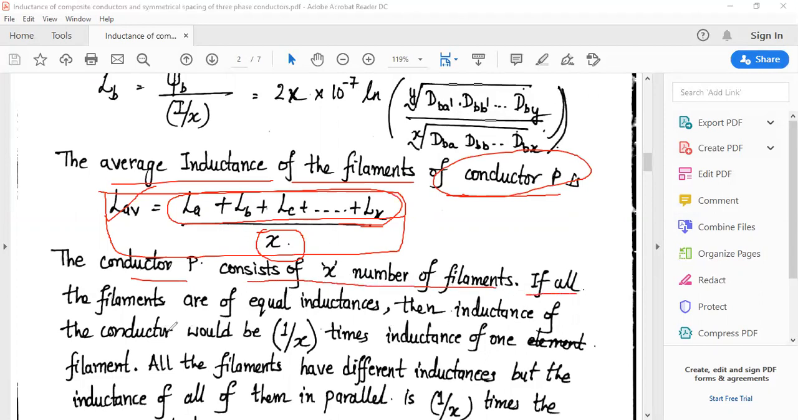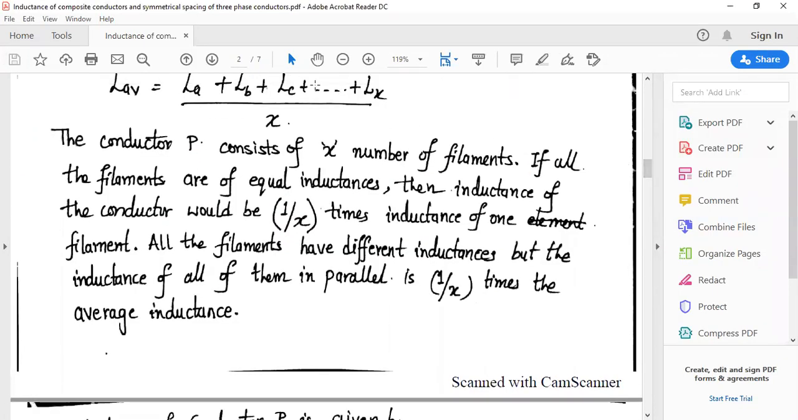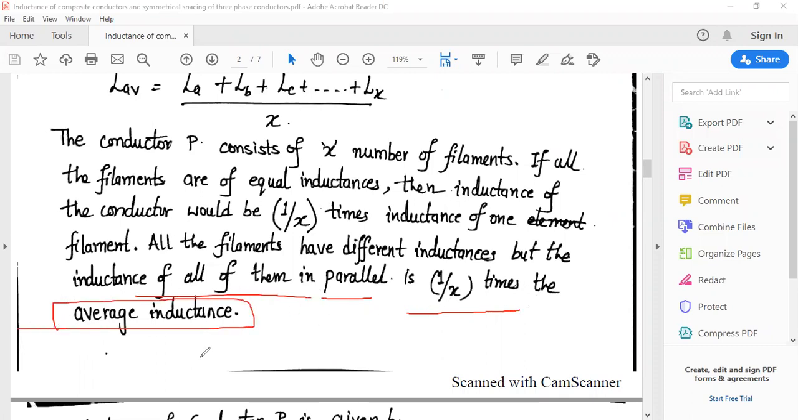So we calculate a simple average, and the conductor P consists of X number of parallel filaments. If all the filaments are of equal inductance, then the inductance would be 1 by X times the inductance of one filament. So if L average is to be like LA, LB, LC, and all of them are equal, you can take the sum of it and divide it by the number of filaments present there. All the filaments have different inductance, but the inductance of them in parallel is 1 by X times the value of the inductance. That is nothing but the parallel average inductance that you calculate. You can calculate it by the parallel combination, 1 by X times the average inductance value.